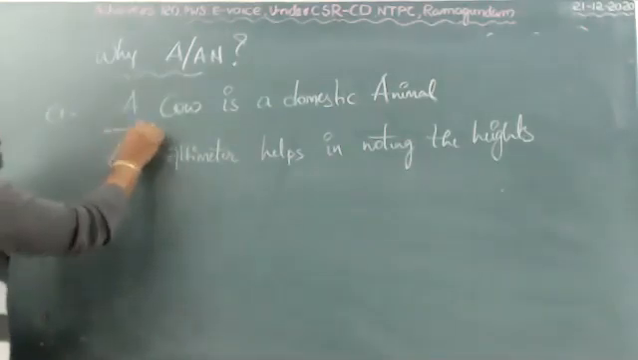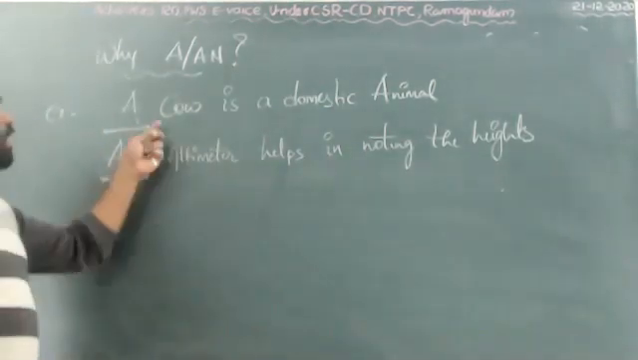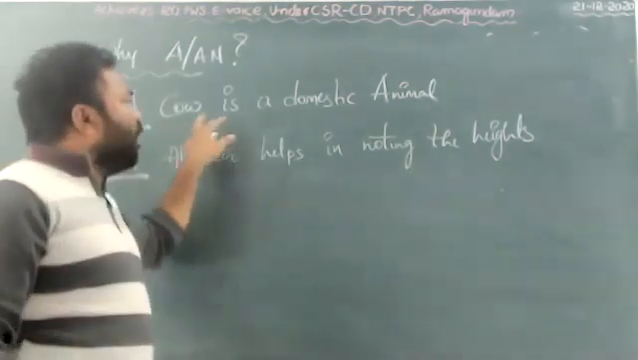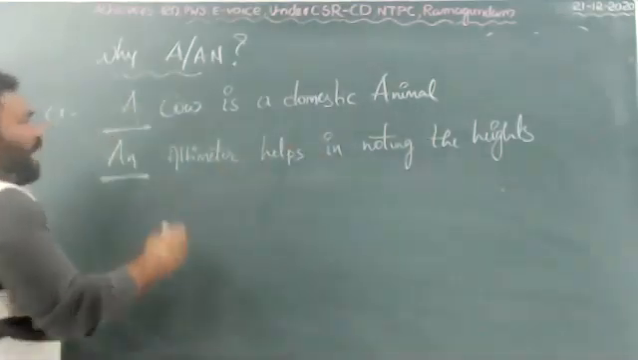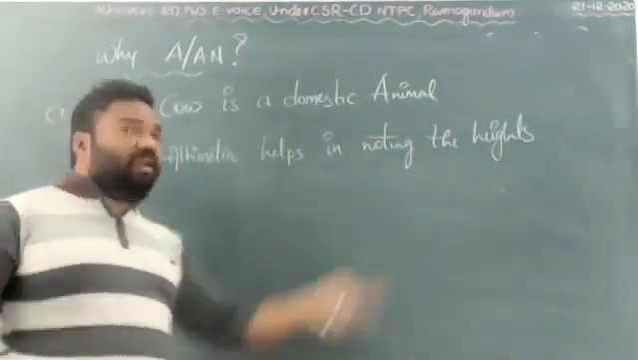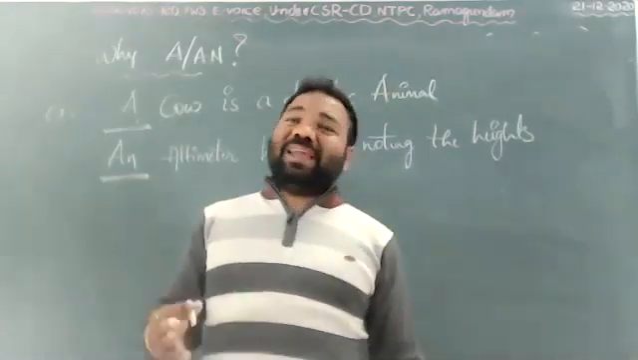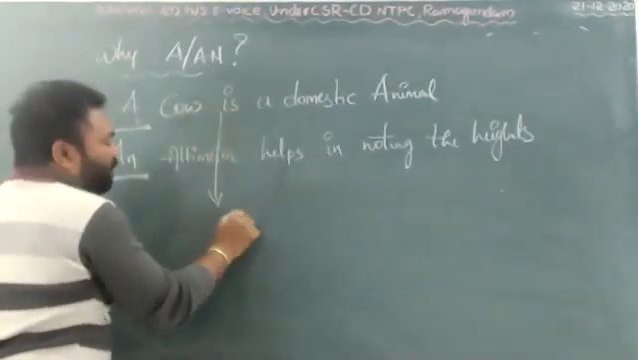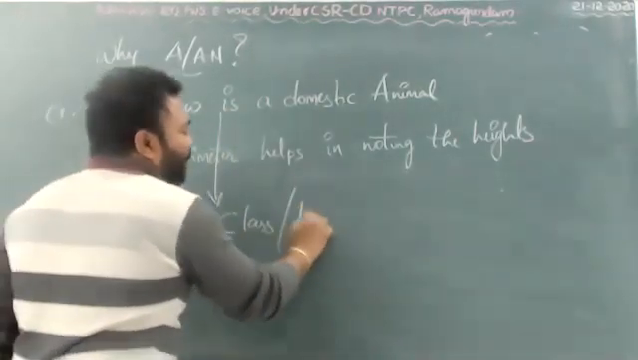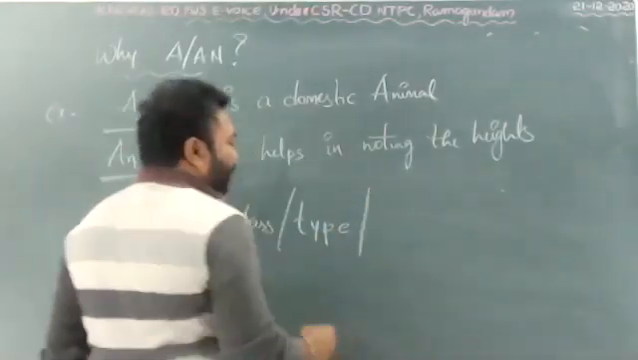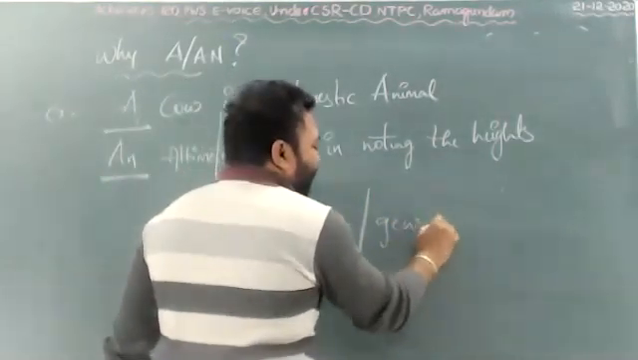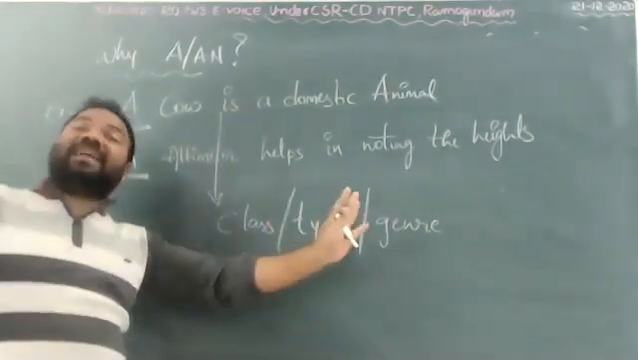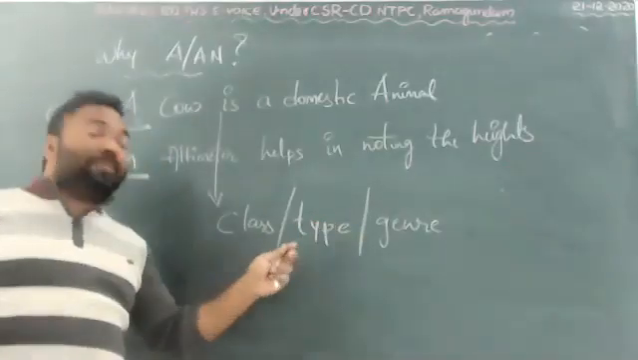Listen, students. Here, a is used and an is used. Here, a cow is a domestic animal. Why do we have to say a cow? There are lots of cows in the world, right? Why do we have to use a cow? Because sometimes a refers to a particular class or type, or sometimes generally. It represents all the cows in the world.